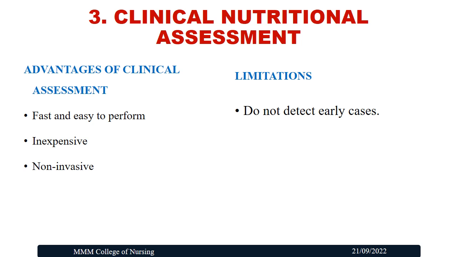The advantages and disadvantages of clinical nutritional assessment. Advantages: fast and easy to perform, inexpensive, non-invasive. Limitations: it does not detect early cases.